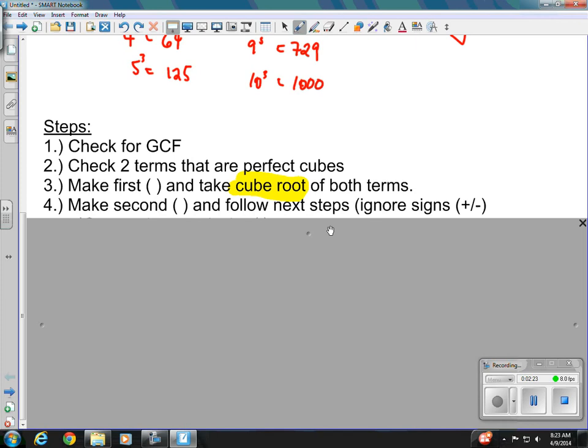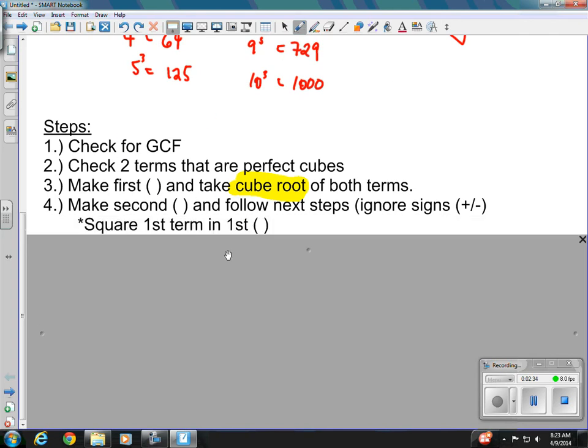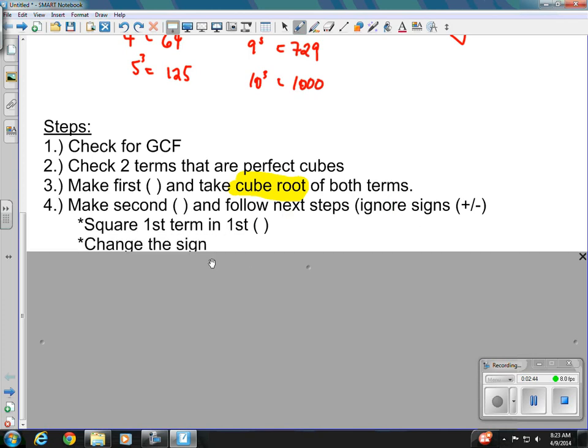Step 4, we're going to make our second parenthesis and follow the next steps, and we ignore the signs. We're just going to pretend that we don't see them for our second parenthesis. So we're going to square the first term in the first parenthesis, and that's the first term of our second parenthesis. Then we're going to change our sign. If it's a plus, we make it a minus. If it's a minus, we make it a plus.